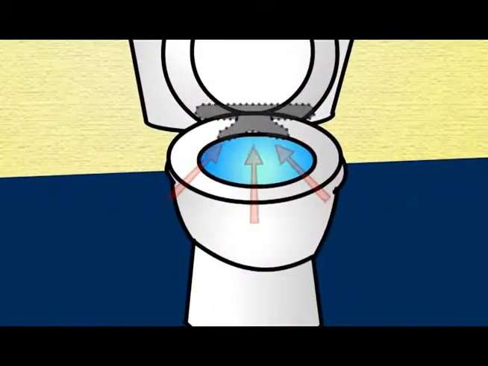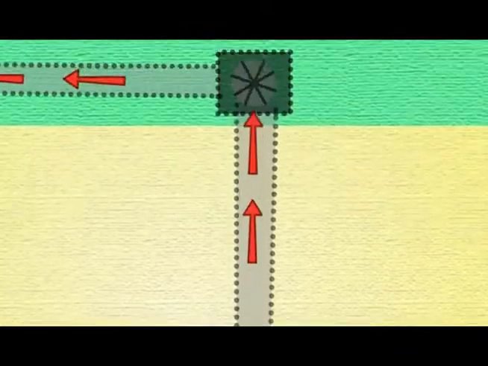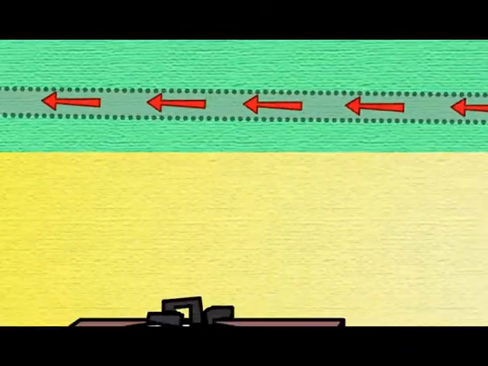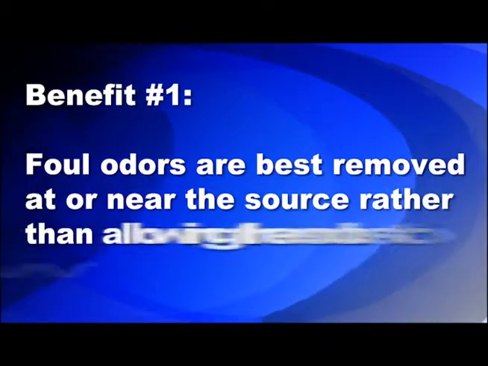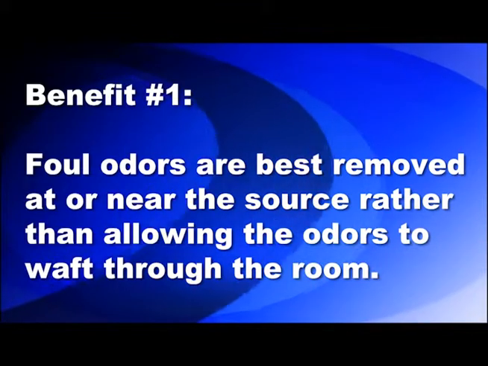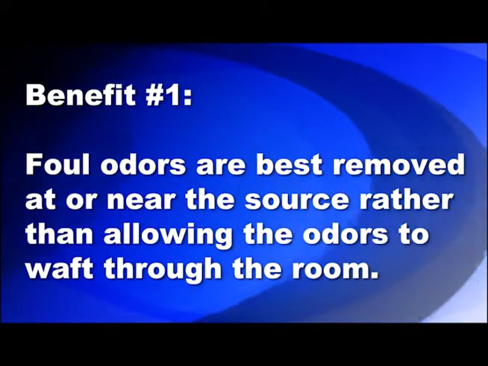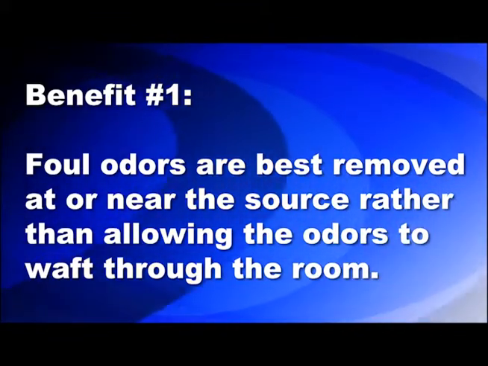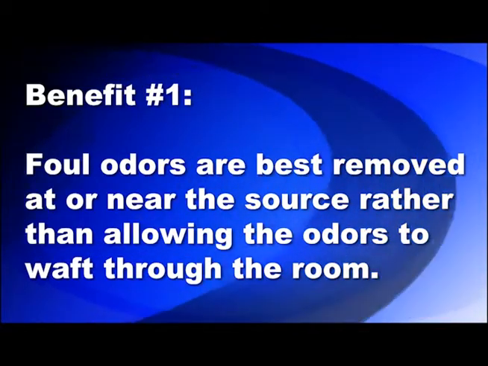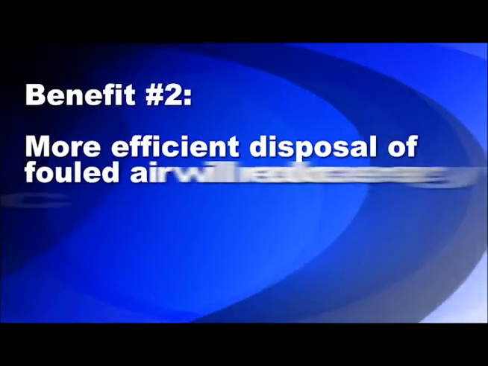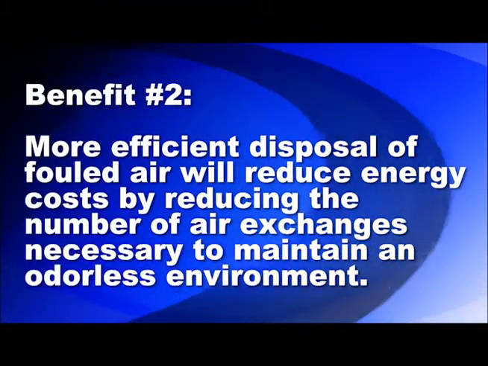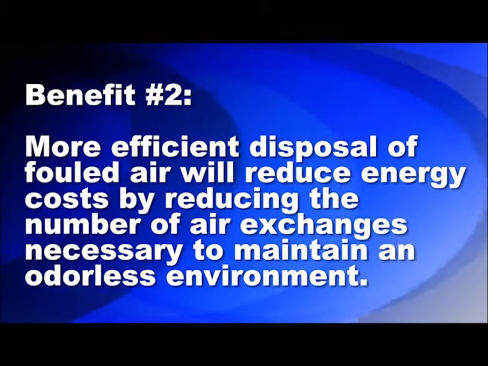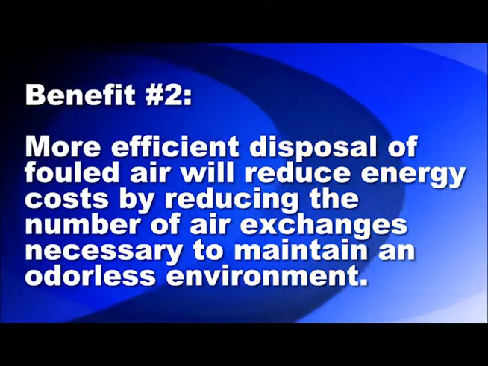The fan creates a negative pressure at the inlet port. The fan then pushes the fouled air into an exhaust system to be expelled from the room or building. The theory of use is that foul odors are best removed at or near the source, rather than allowing the odors to waft through the room prior to being evacuated by a ceiling fan, as is the common practice. An additional claim is that the more efficient disposal of fouled air will reduce energy costs by reducing the number of air exchanges necessary to maintain an odorless environment.